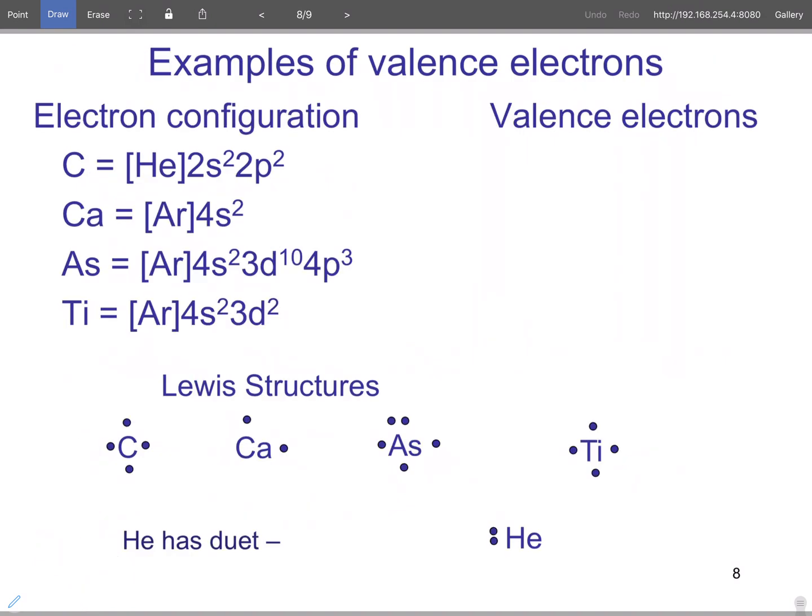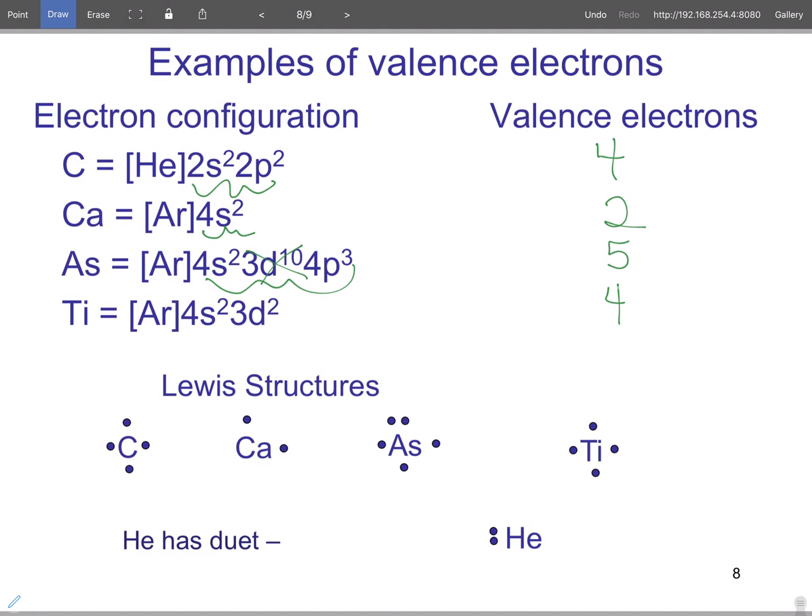All right, so we said valence electrons. What are we talking about? Well, remember the valence electrons are in the outermost shell. Those are the ones filling. So carbon's going to have 4. Calcium's going to have 2. Okay, we can't look in anything that's a filled shell. So arsenic would be 5. Titanium will be 4.